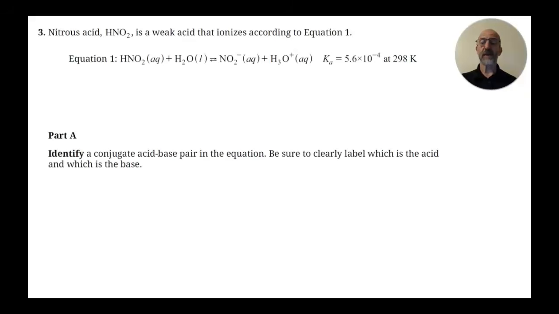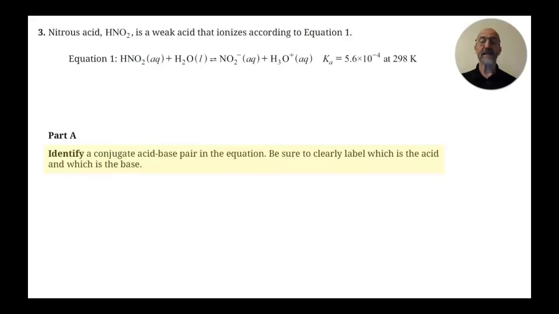In question 3, it says nitrous acid, HNO2, is a weak acid that ionizes according to equation 1. So in the first part of this question, we need to identify a conjugate acid-base pair in the equation. Be sure to clearly label which is the acid and which is the base.